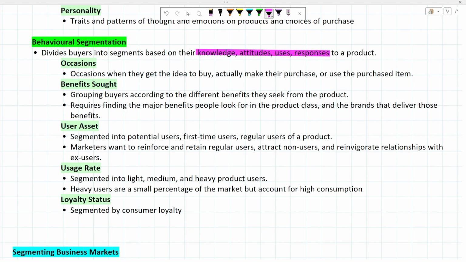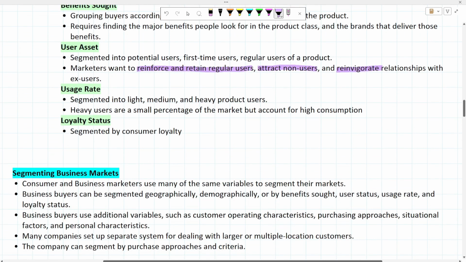User status is segmented into potential users, first-time users, and regular users of a product. Marketers want to reinforce and retain regular users, so I'll highlight that. Reinforce and retain regular users, attract non-users, and reinvigorate relationships with ex-users. Usage rate is segmented into light, medium, and heavy product users. Heavy users are a small percentage of the market but account for high consumption. Loyalty status, segmented by consumer loyalty.